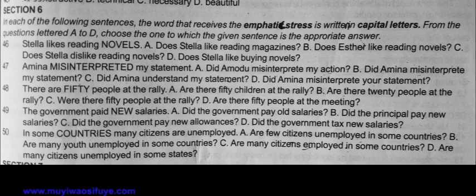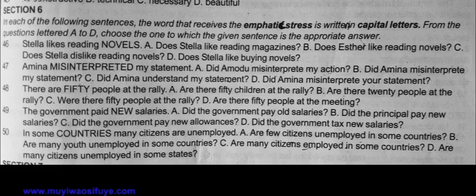The first option there we have is option A. Are there 50 children at the rally? Option B. Are there 20 people at the rally? Then option C. Were there 50 people at the rally? Then option D. Are there 50 people at the meeting?